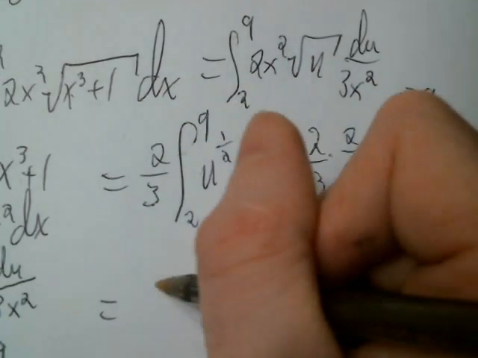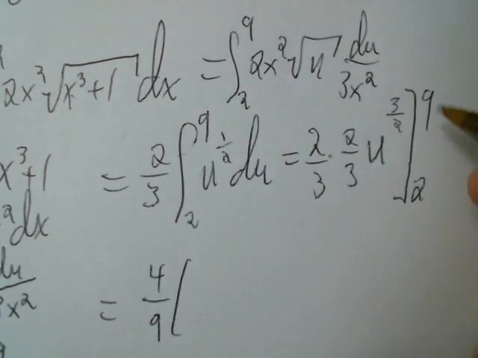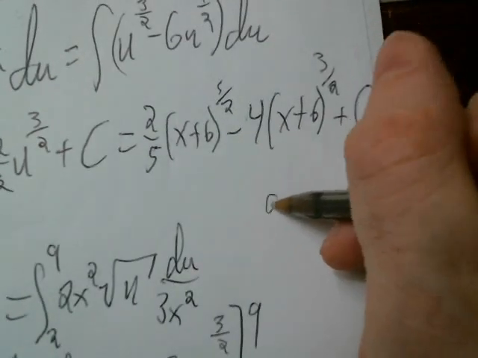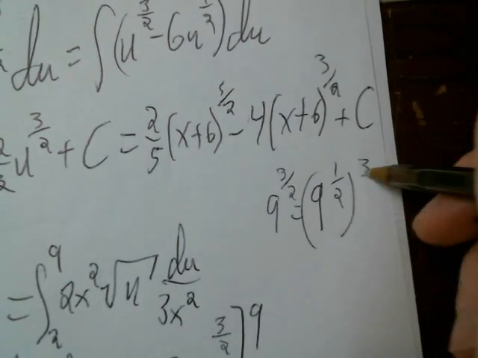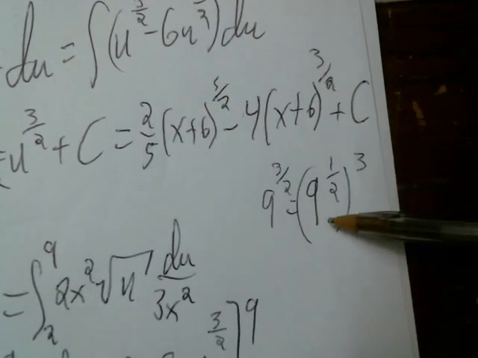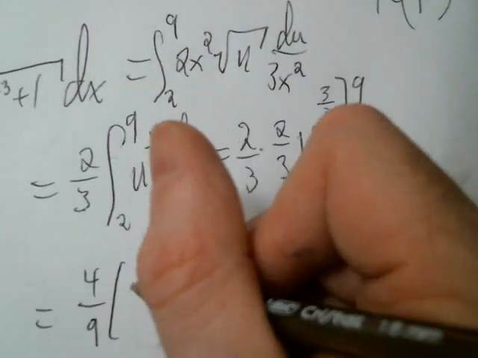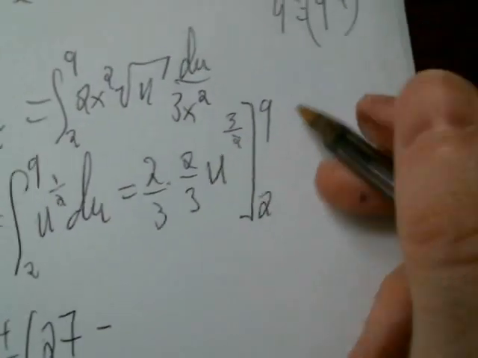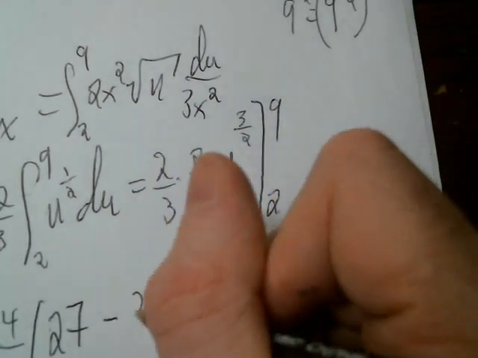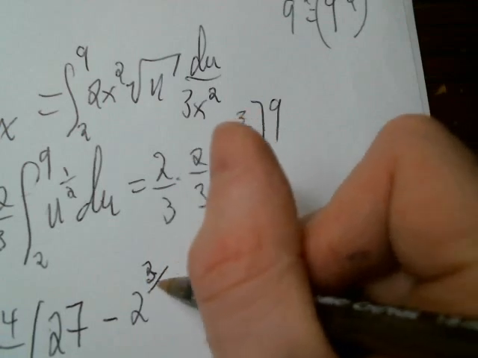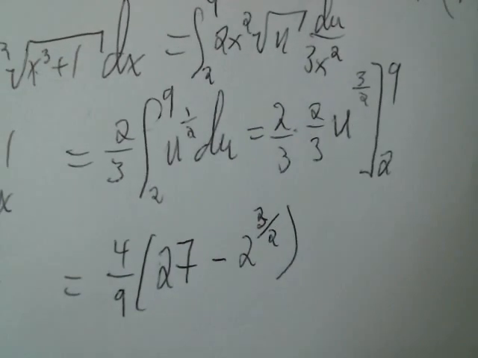Then we have 4/9 times, plug 9 into there, 9 to the 3/2. What was that? That's the same as 9 to the 1/2, cubed. 9 to the 1/2 is just 3, and then 3 cubed: 3 times 3 is 9, times 3 is 27, minus, plug 2 into there, and that's not going to be so nice, right? That's just going to be 2 to the 3/2, whatever that is. And I'm inclined to just leave my answer that way. Let's make sure I didn't make a mistake. Usually they work out a lot nicer, right? Nope, I'm right.